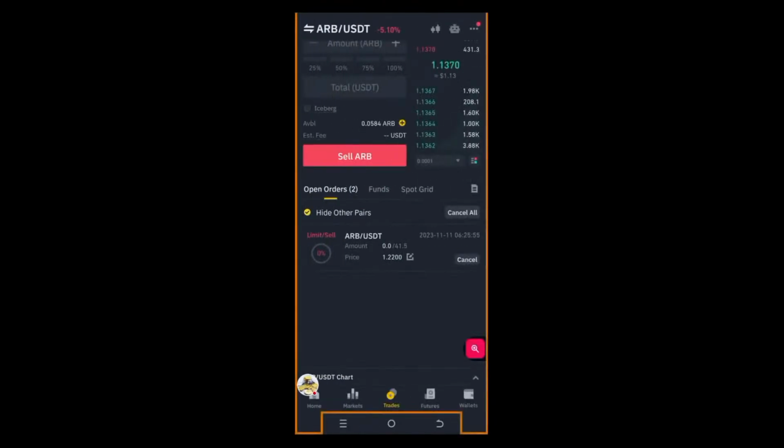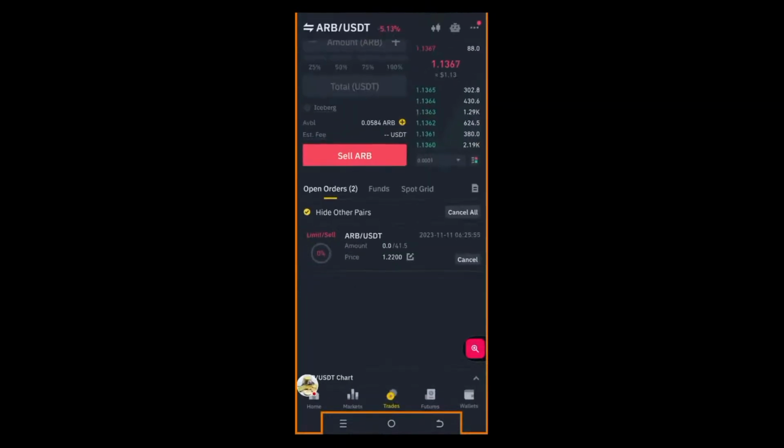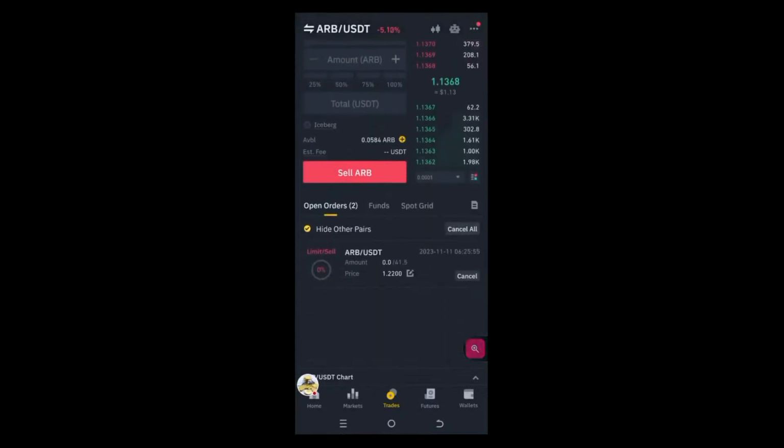Let me show you here. So what I'm planning to get is 1.22. That's the price of ARB I want to get, right? But it's currently 1.13, but because it's going down, right? So I'm just going to set it to get that, so that even if it takes me 1 or 2 days, once it gets to 1.22, my take profit or my sell limit will be triggered, and I will get the money, and I'll get the profit that goes with it.